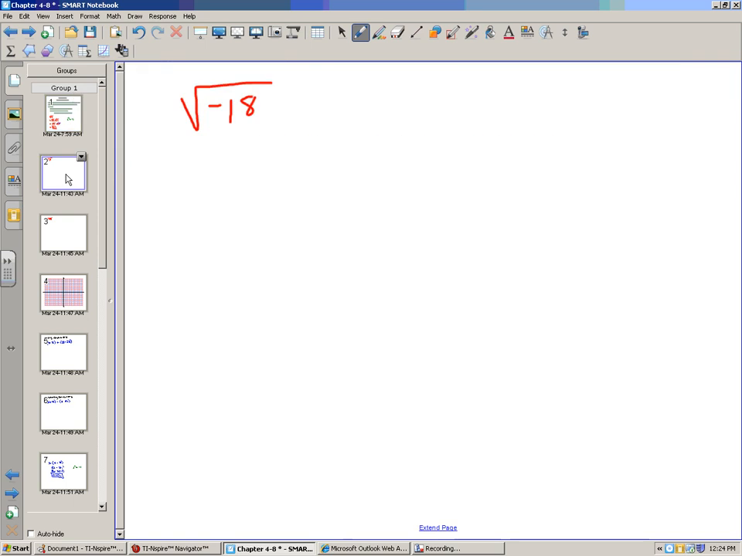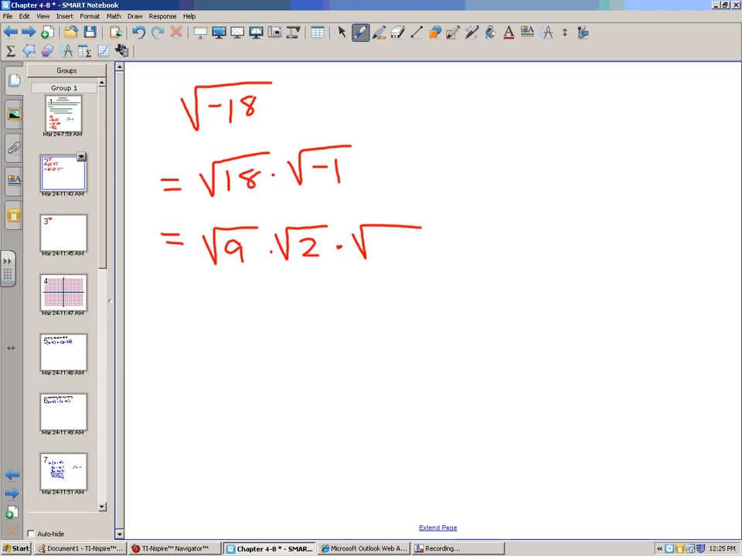What about this? The square root of -18 is not a perfect square, but can I pull it apart and make it into something else? I can. I can say that that's 18 times -1. But does 18 have perfect squares? It's not a perfect square, but does it have perfect square factors? 9 times 2. So the square root of 18 becomes the square root of 9 times the square root of 2. And what does -1 turn into? i squared.